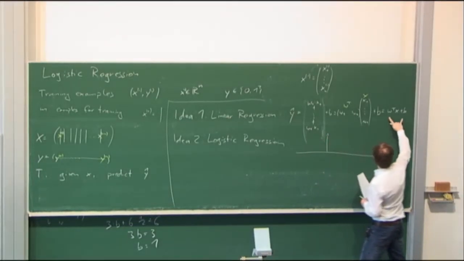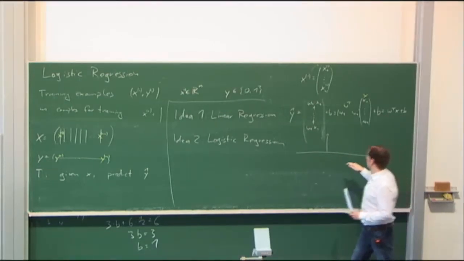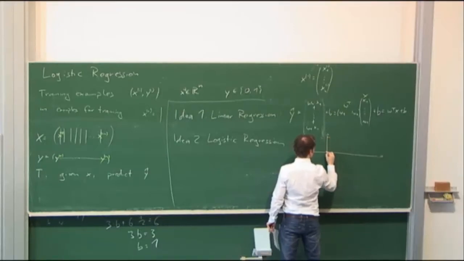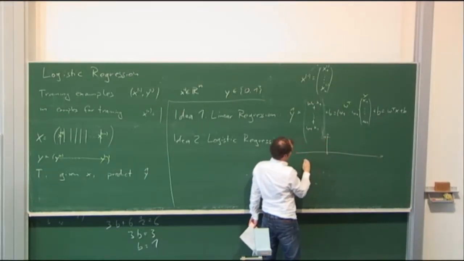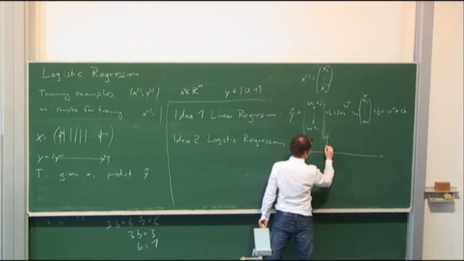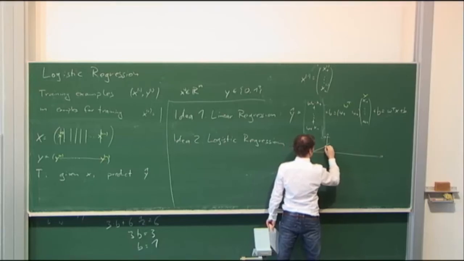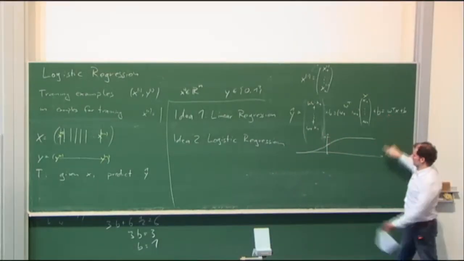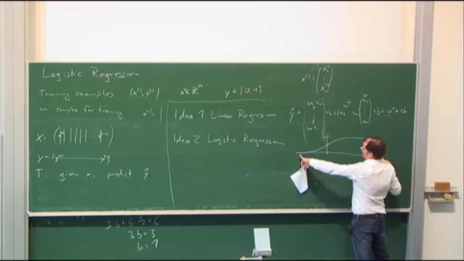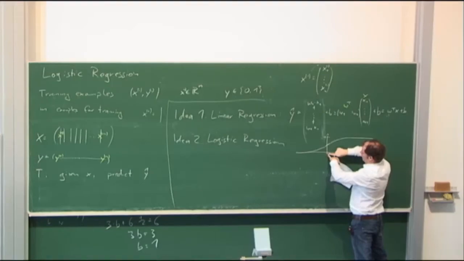So this part gives me any real number, right? And now I want to map this, if this is 0 and this is 1, to the range between 0 and 1. And I will take some S-shaped function. Right? So if this gives me any point on this line, and then I apply this function to that, then after that, I'm in the range between 0 and 1.